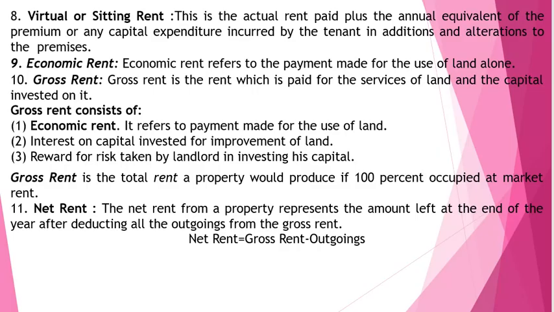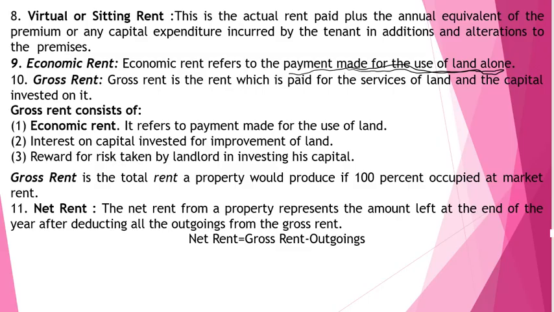So next is virtual or sitting rent. This is the actual rent paid plus the annual equivalent of the premium or capital expenditure incurred by the tenant in addition to the alterations to the premises. Next is economic rent. Economic rent refers to the payment made for the use of land alone.